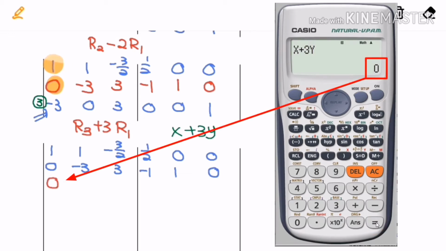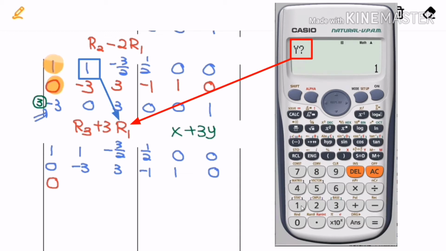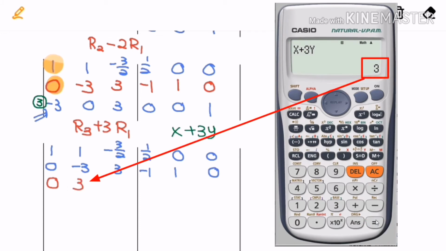Next we have to repeat again. What is your R3 in the second column, which is equal to 0? What is your R1 in the second column? My answer is 1. So here we have the answer 3. You repeat the same thing.